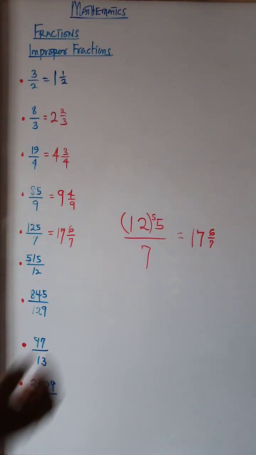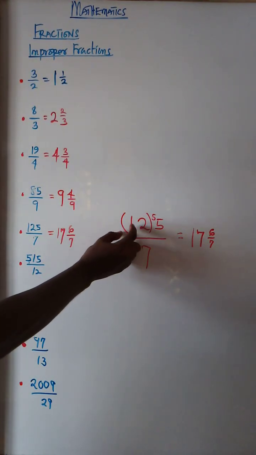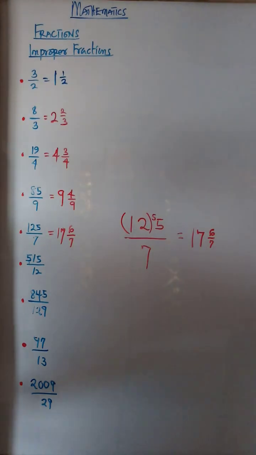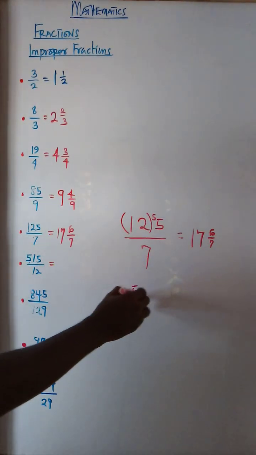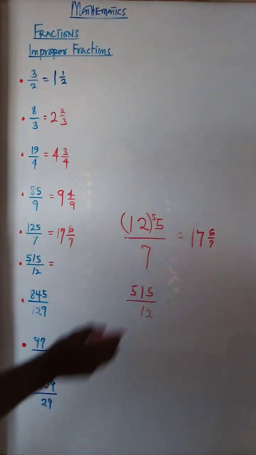So pick 2 digits. If 7 cannot be the first digit, we use the 2. Then the remainder will carry to the back of the next. Let's use this approach for this next one here. For this one, we have 515 divided by 12. So let's do this first 2.